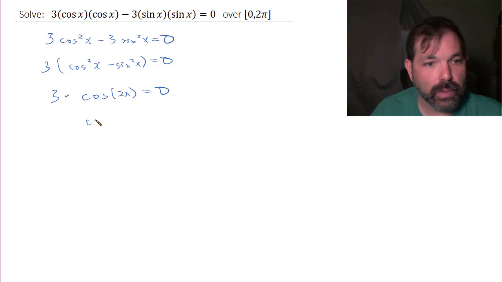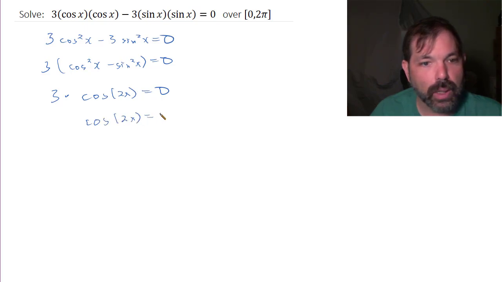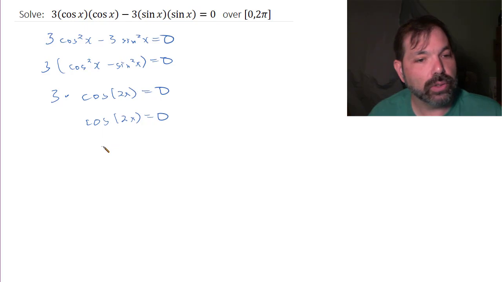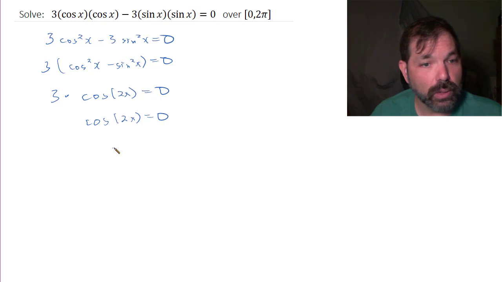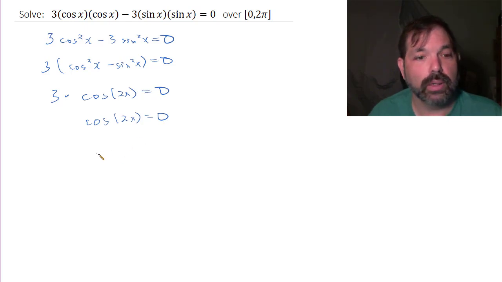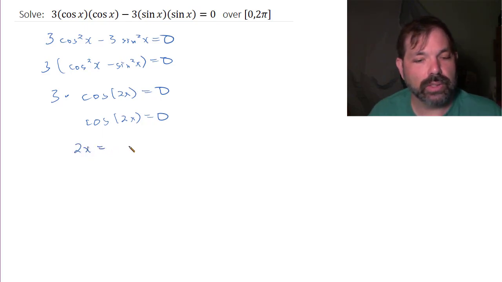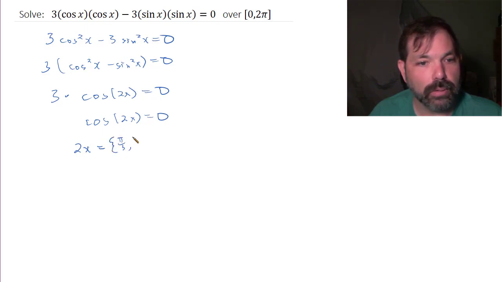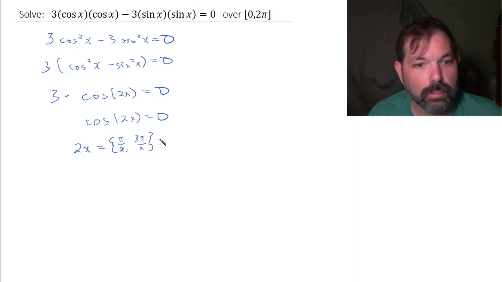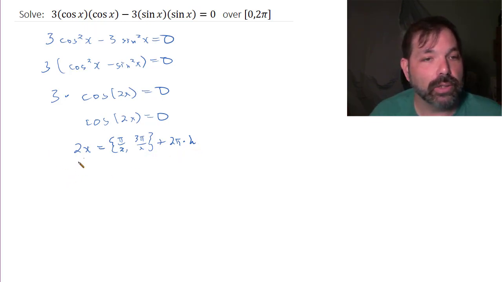So I can divide by 3. Cosine 2x is 0. And then now, where is 2x? So where is the cosine equal to 0? The cosine is 0 at several places, right? So 2x is equal to, let's see, the cosine is 0 at pi over 2 and 3 pi over 2, plus 2 pi times k, and then divide by 2.